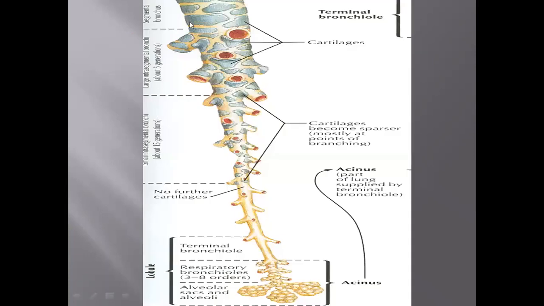You can see here in the upper part the cartilage plates, and as you come down, the cartilage is absent. Now it is becoming only the smooth muscle part, with more contribution. And as you come down, you are getting the alveoli, right? So you can see here the various branching, rebranching pattern of the tracheal tube.